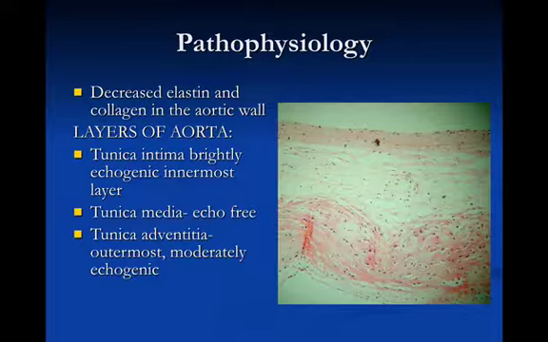So, pathophysiology of an aneurysm. We have decreased elastin and collagen in the aortic wall with age. When we look at the aortic wall, we see that the tunica intima is most brightly echogenic, and it's the innermost layer of the aorta. The middle layer is relatively echo-free, and the tunica adventitia is outermost, and it's moderately echogenic.